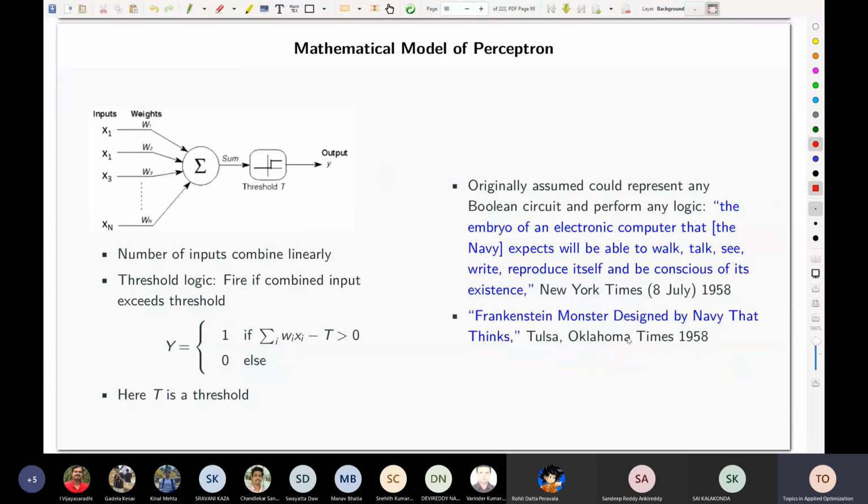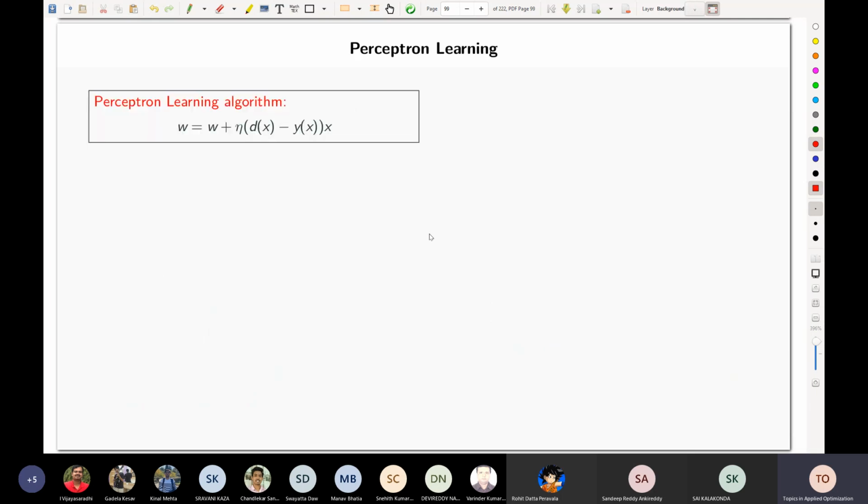Okay, but then there were other papers that said, it's a Frankenstein monster designed by the Navy that thinks. If you recall, the meaning of Frankenstein is like a creator who is destroyed by an object that destroys its creator. Okay, so that's called Frankenstein. So it's like, is it that this will destroy human beings also, right?